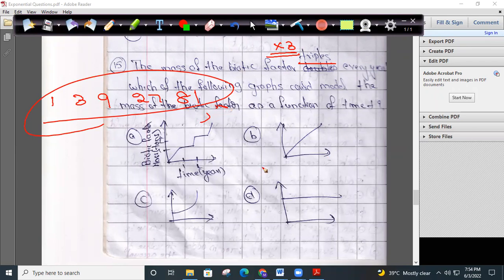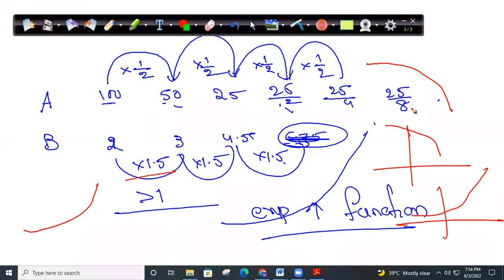So which of the following is exponential? This is linear, this is a line, linear. The only exponential function I can see is this one. I also drew and showed here how an exponential function looks like. This is how an exponential function looks, increasing and decreasing.